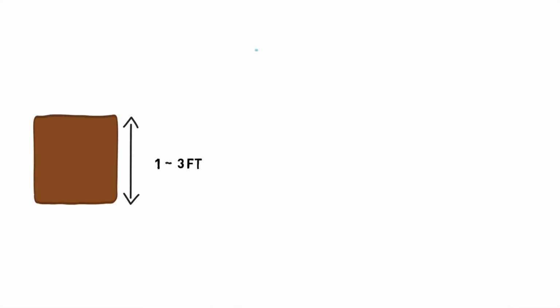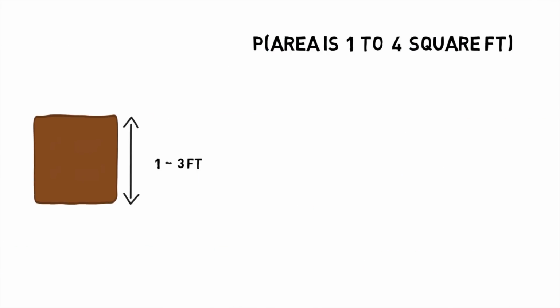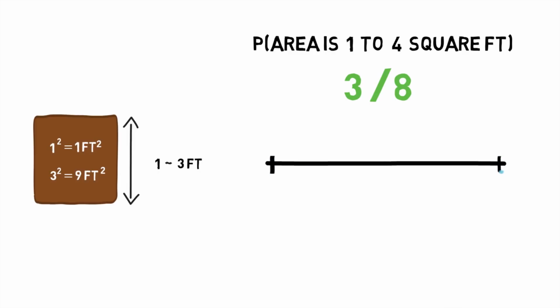So, what's the probability that the area will be between 1 and 4 square feet? It's 3/8, or so I claim. How did I get that answer? Well, the area of these squares is always between 1 and 9 square feet. The edges are always between 1 foot long and 3 feet long. 1 squared is 1, that's the bottom end of the range, and 3 squared is 9, that's the top end. So let's picture another number line, this time from 1 to 9. What portion of that line is the 1 to 4 range? 3/8. So the probability is 3 out of 8, or about 38%.